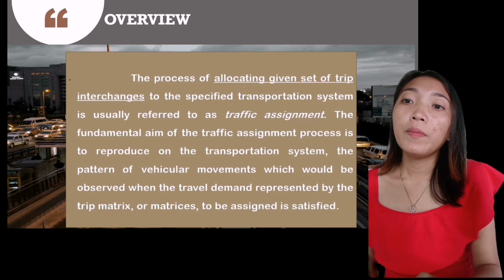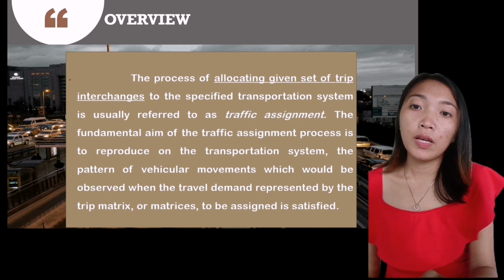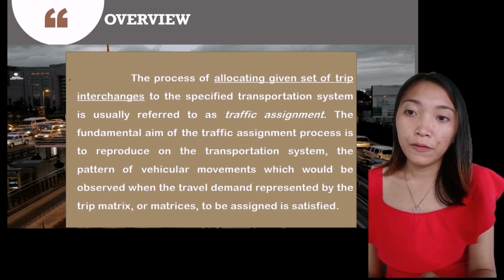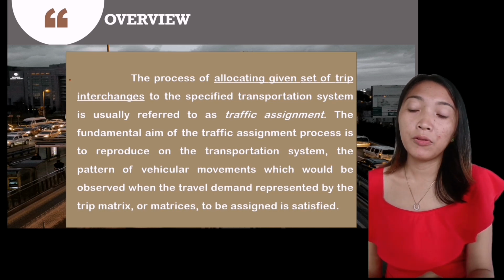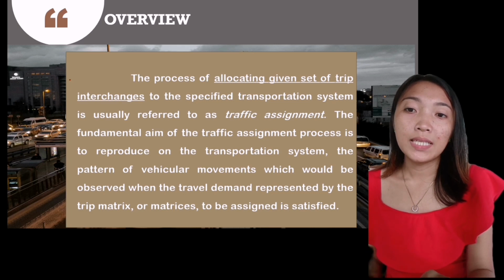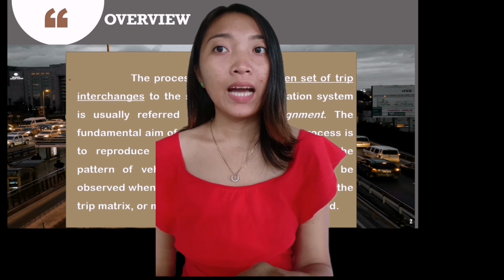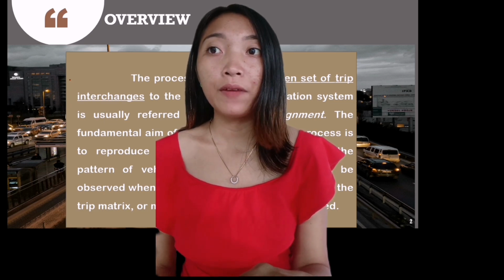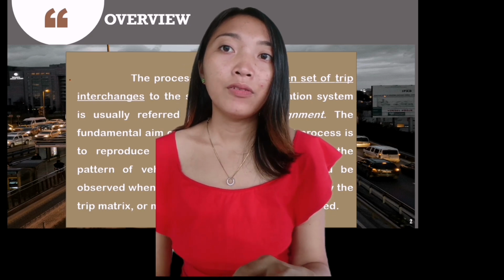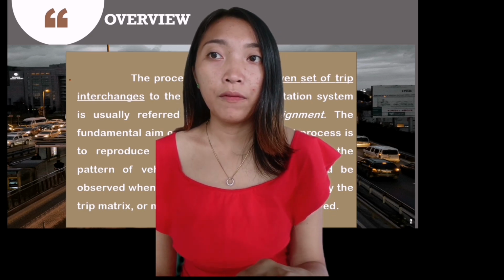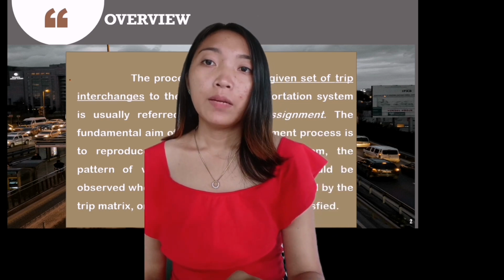The fundamental aim of this traffic assignment process is to reproduce on the transportation system the pattern of vehicular movements which would be observed when the travel demand represented by the trip matrix or matrices to be assigned is satisfied. So this traffic assignment is used to estimate the traffic flows on a network. These models take as input a matrix of flows that indicate the volume of traffic between the origin and the destination.